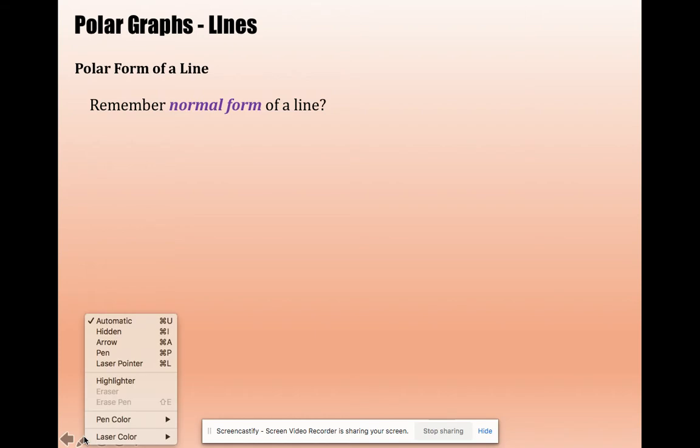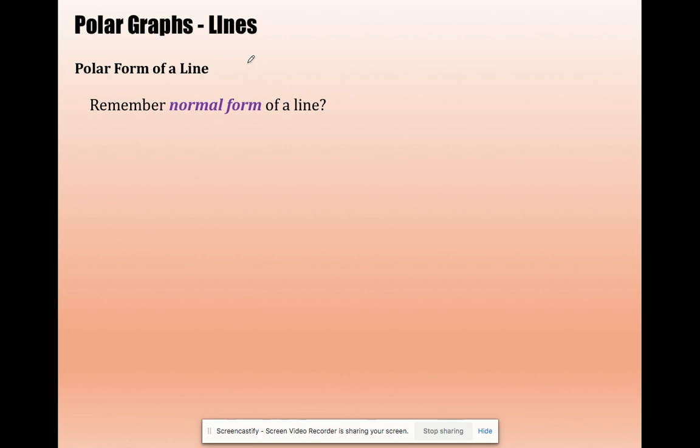Hey kids, we're going to talk about polar graphs today, but we're going to focus just on lines. So we know now about circles and roses and limacons, cardioids, all that kind of stuff. We want to talk about what if we did just want to deal with lines in polar form.